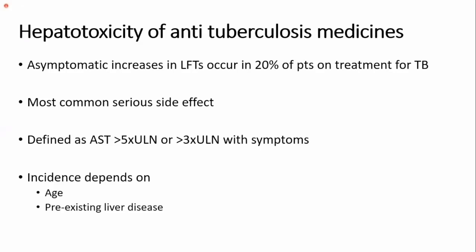So it happens when the liver is affected, because most of these medicines are hepatotoxic, and usually patients can be asymptomatic, but there's a spectrum of diseases, and you can even go into a liver failure. So you define your hepatotoxicity if your AST level is above 5 times upper limit of the normal, or more than 3 times upper limit of normal with symptoms of jaundice and right hypochondrial pain, etc. So the hepatotoxicity incidence will depend on your age and the pre-existing liver disease and other problems.